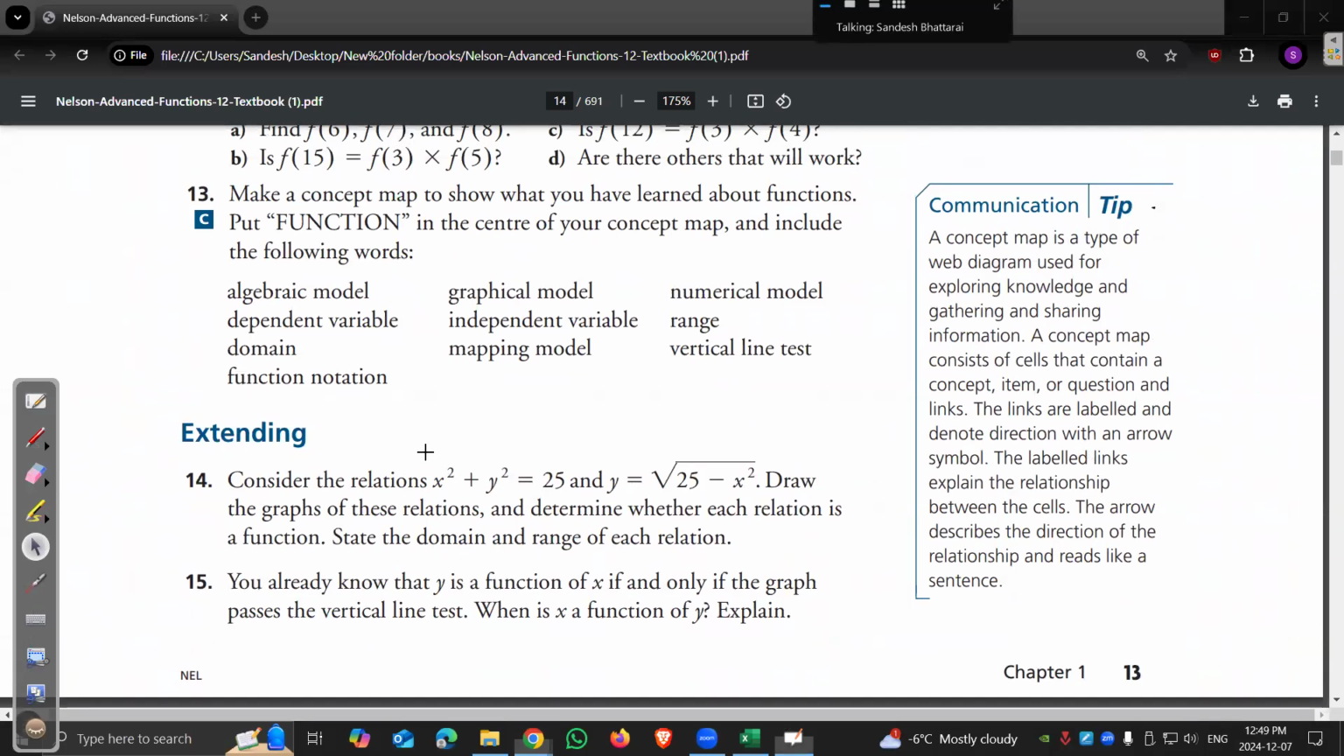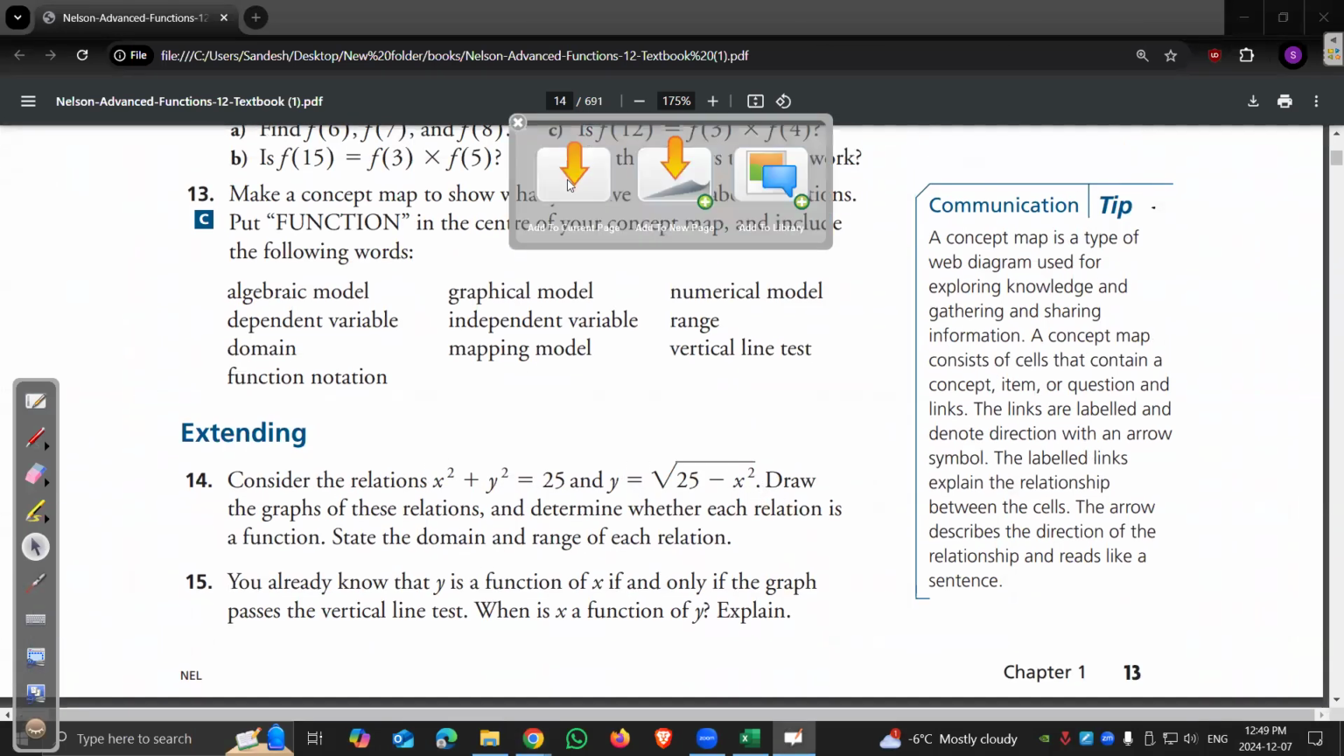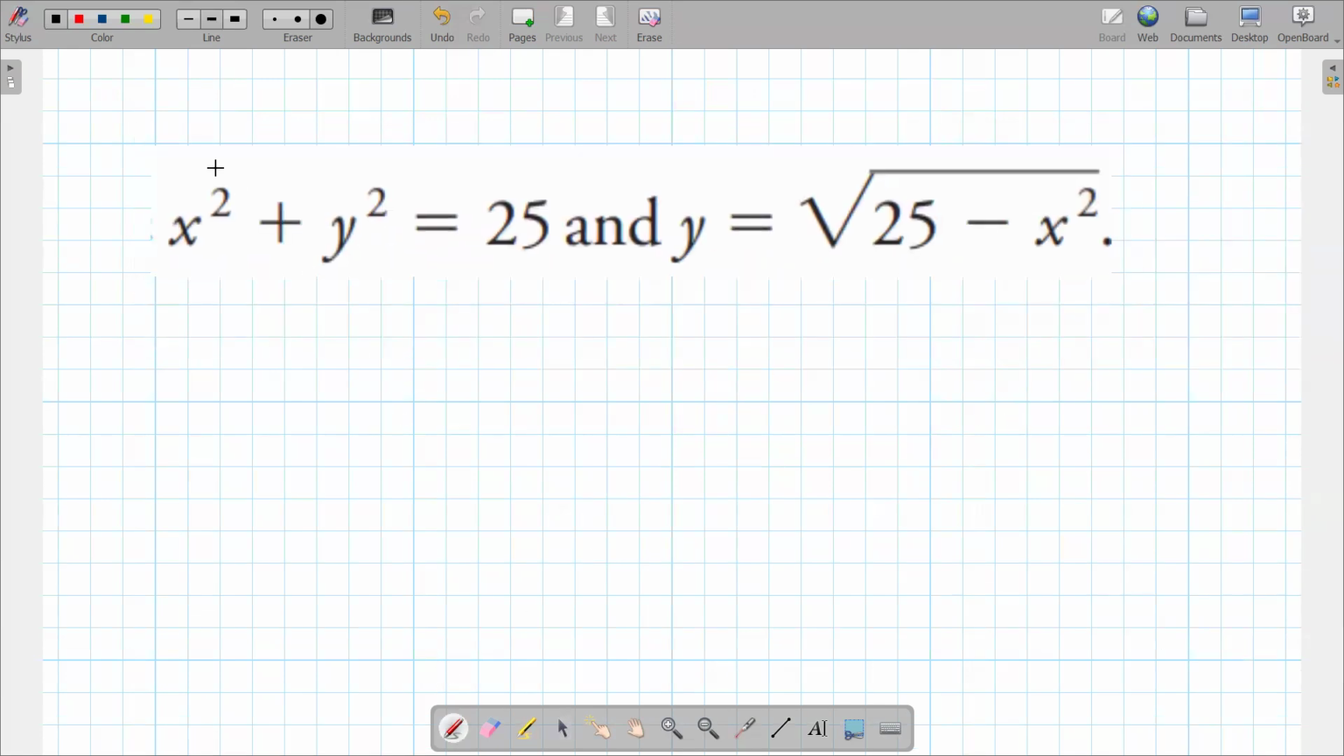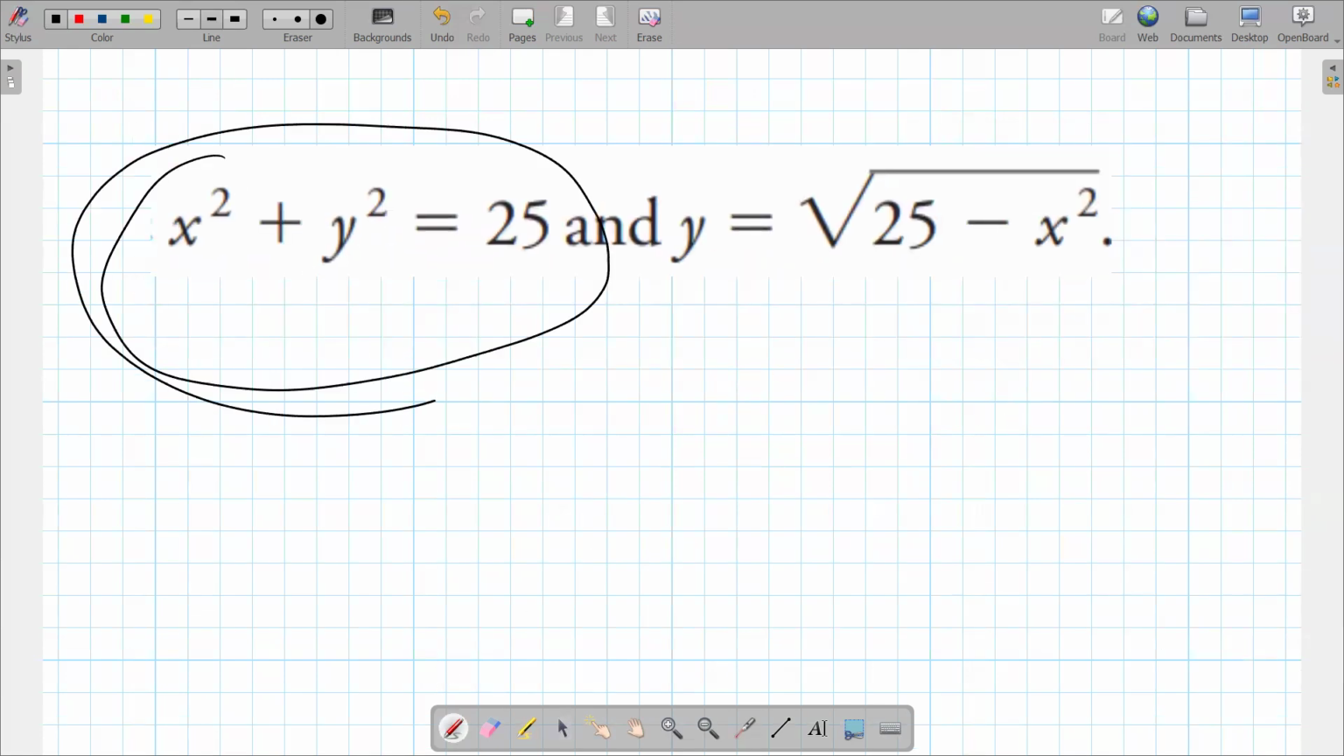Okay, really, really quickly. Is A a function? What are we looking at here? What is this? It's a circle. Okay? Remember, x squared plus y squared equals 25 is a circle with, what's the radius?